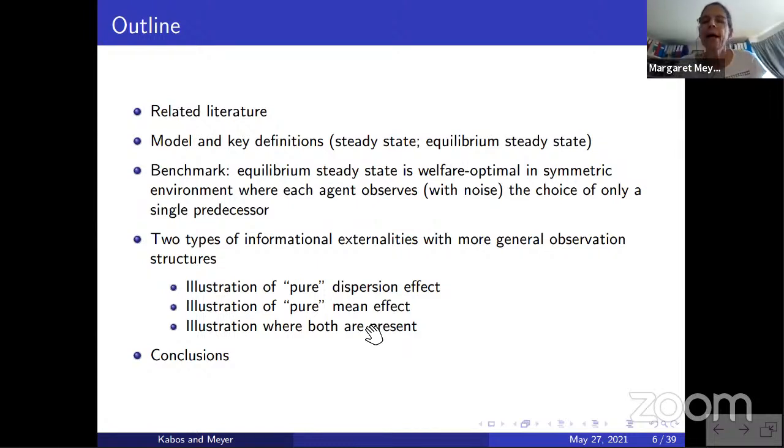I think the framework certainly facilitates identifying the mean effect. You could identify the mean effect in versions of the model that were not steady state, but you can identify it much more clearly by giving yourself the flexibility to vary the observation structures quite a lot, which is made easier by the steady state analysis.